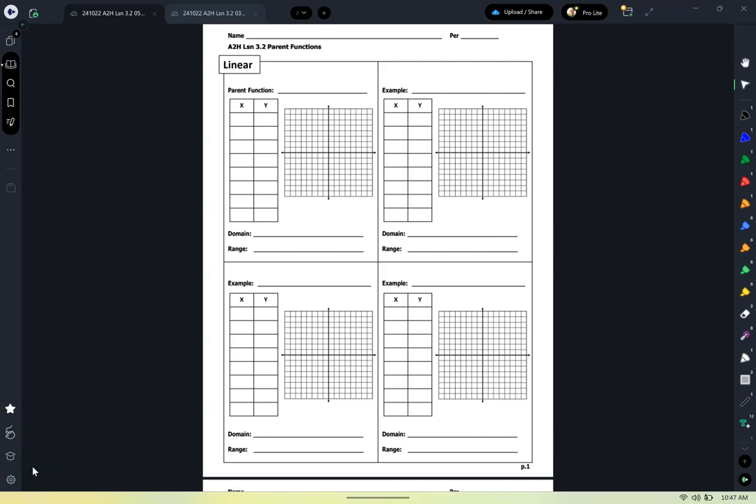Okay, so we started off our new unit, getting everybody on the same page so that we could talk about functions, right? We want to make sure that we're talking about functions. We're on the same page.